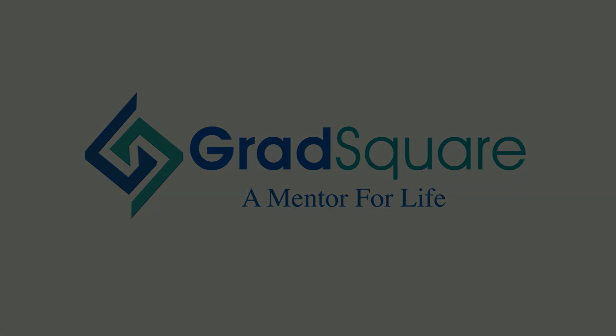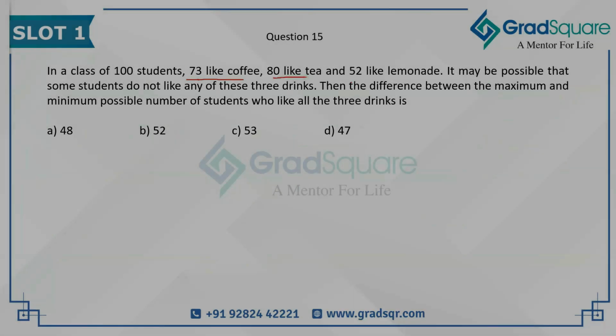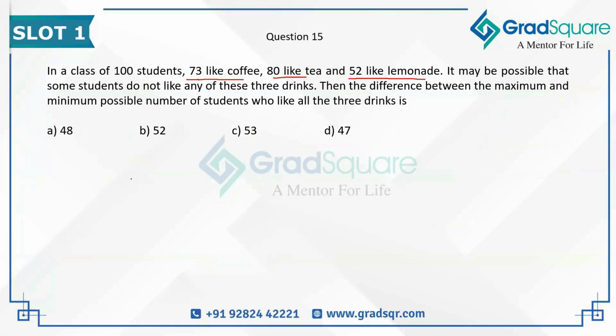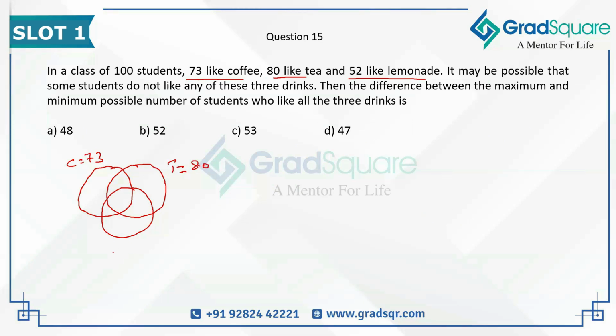Of 100 students, 73 like coffee, 80 like tea, and 52 like lemonade. So let me draw the three circles represented on a Venn diagram for this particular data. Suppose this circle belongs to coffee, 73 individuals. This circle belongs to tea, which is 80 individuals. And this circle belongs to lemonade, which is 52 individuals. So 73, 80, and 52.